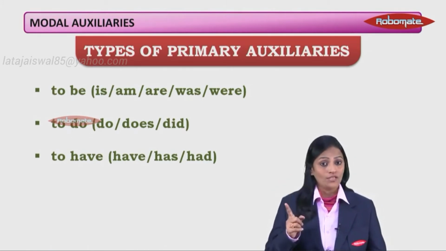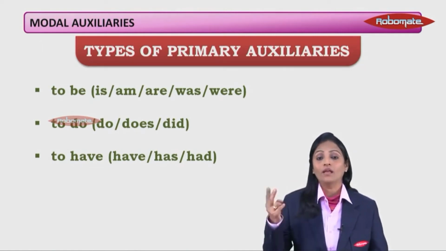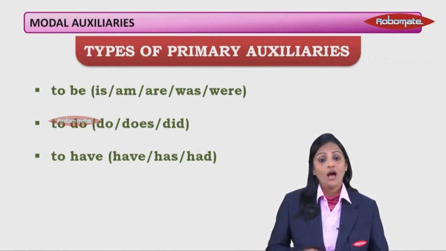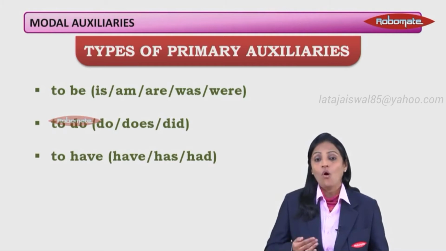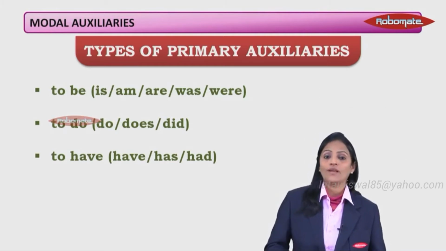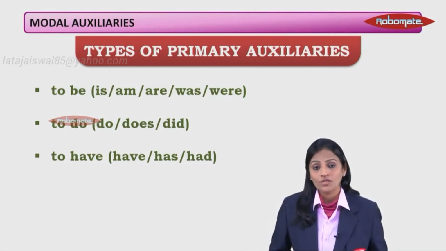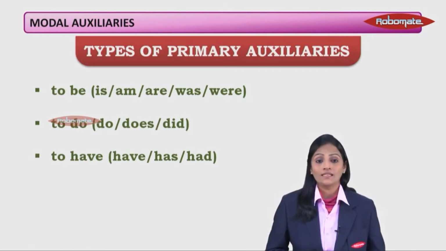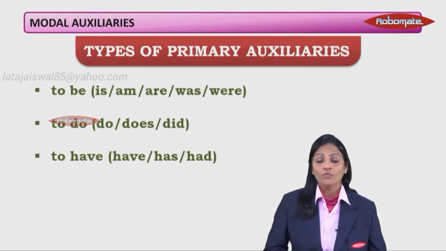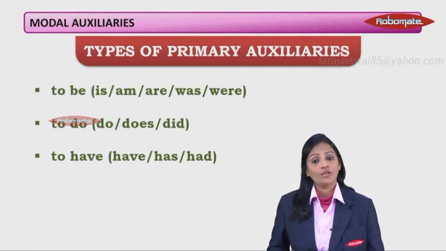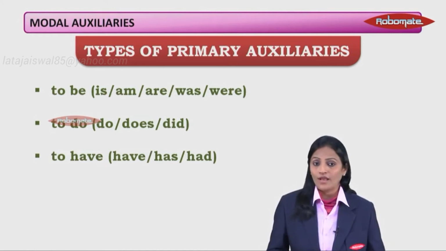So, we use the to be form in two cases. One as an auxiliary, in order to create tenses, and the second one in order to create the passive voice. A to do form is used in order to show emphasis or a negation or a question, whereas a to have form is again as an auxiliary used to show tenses, that is the perfect tense and the perfect continuous tense. So, this was primary auxiliaries, the three examples, to be, to do, to have, and what uses they have, I just told you.